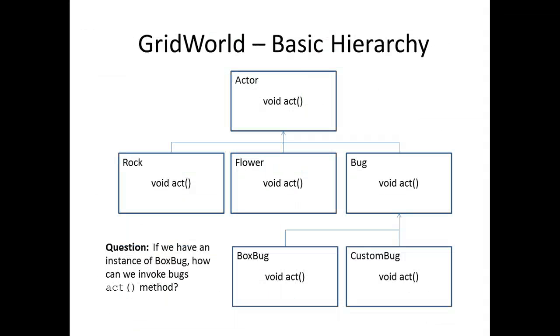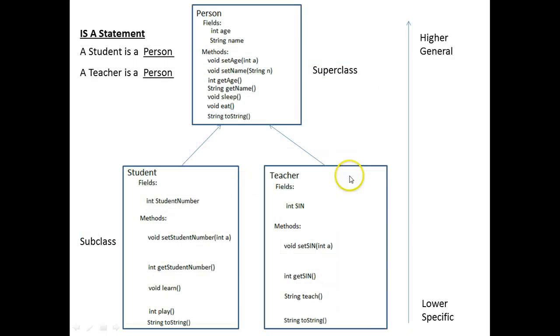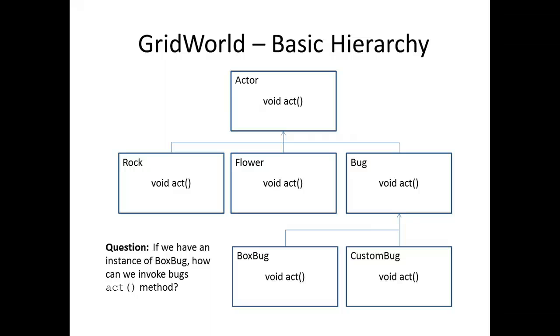So now let's talk about GridWorld and the basic hierarchy. There's a larger hierarchy, but this is your essential hierarchy right now from where you're at. We have an actor, and then the subclasses of actor are rock, flower, and bug. And then we have this box bug class, which is a subclass of bug, which is a subclass of actor. And then we have these things called custom bugs, which we design. So if we make an instance of custom bug, we're going to invoke the act method with the custom bug. We say that act is an overridden method, because act appears here in the custom bug and in the bug class. So if I make an instance of some sort of custom bug and I invoke the act method, it's going to invoke this method.